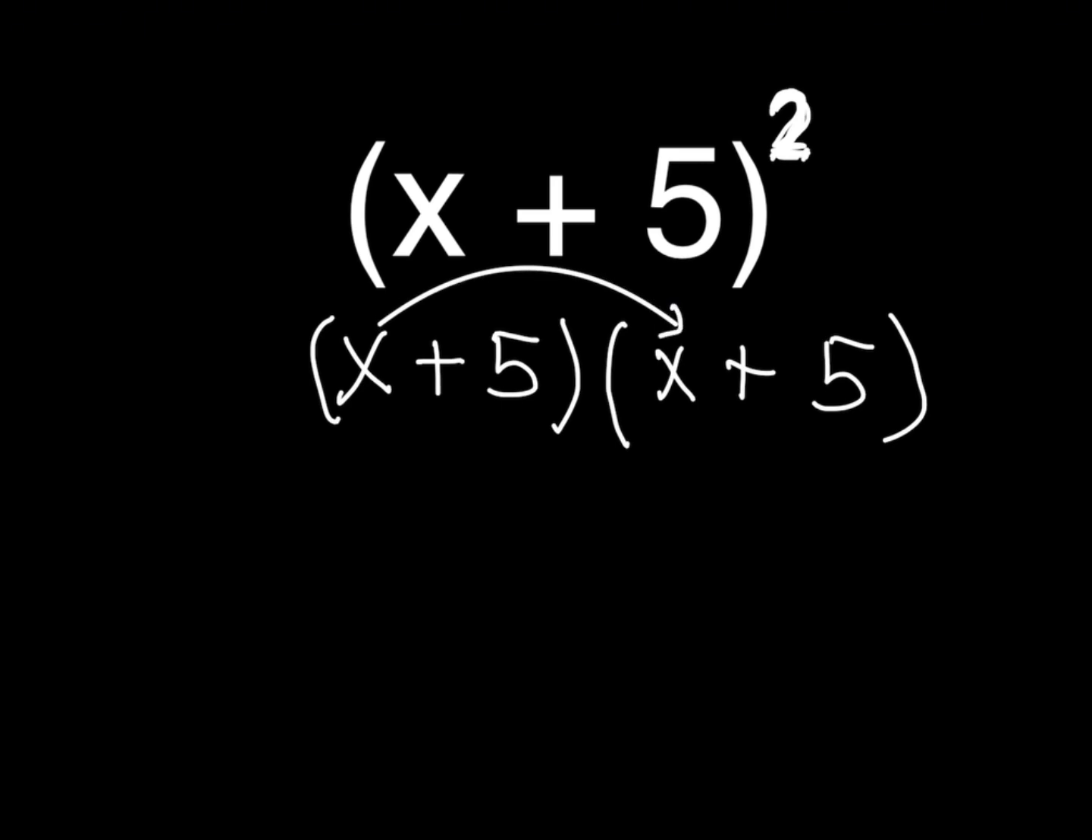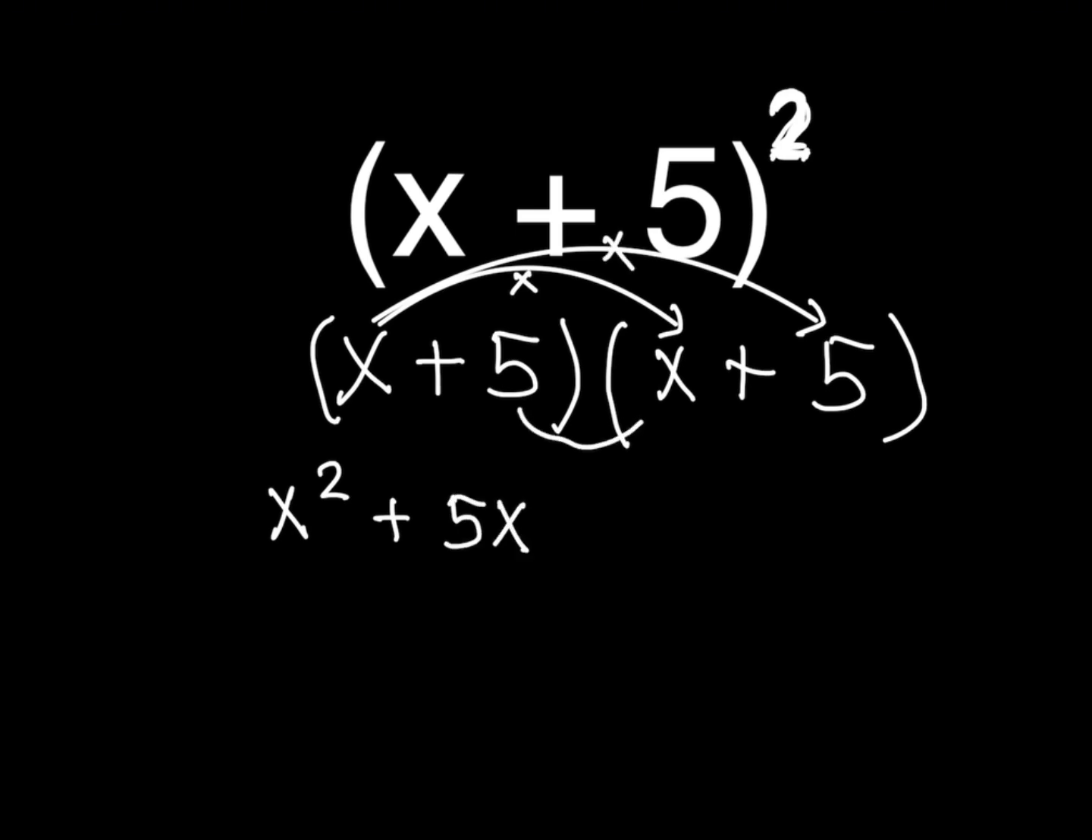So x times x is x². Then positive 5 times x is positive 5x. And then positive 5 times x is positive 5x. Then 5 times 5, or positive 5 times positive 5, is equal to 25.